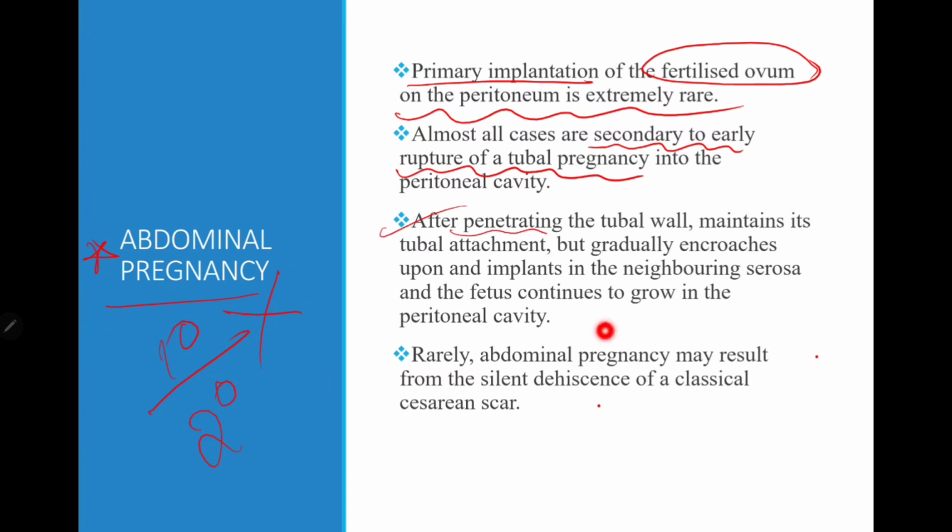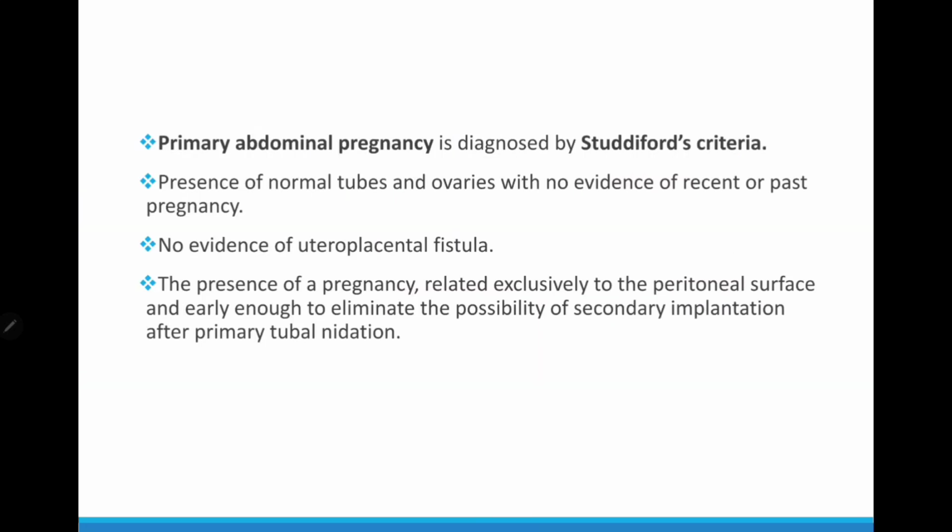Now, after penetrating the tubal wall, it maintains its tubal attachment but gradually encroaches upon and implants in the neighboring serosa, and the fetus continues to grow in the peritoneal cavity. Rarely, abdominal pregnancy may result from the silent dehiscence of a classical caesarean scar.